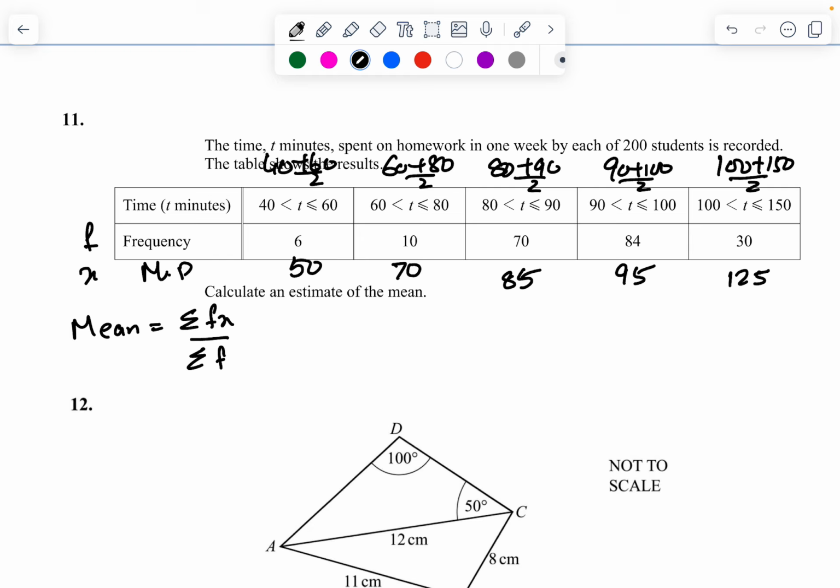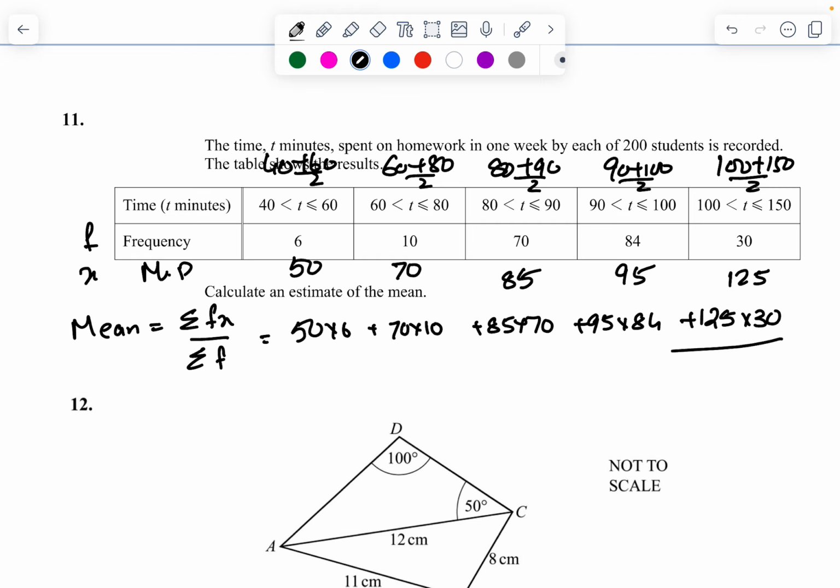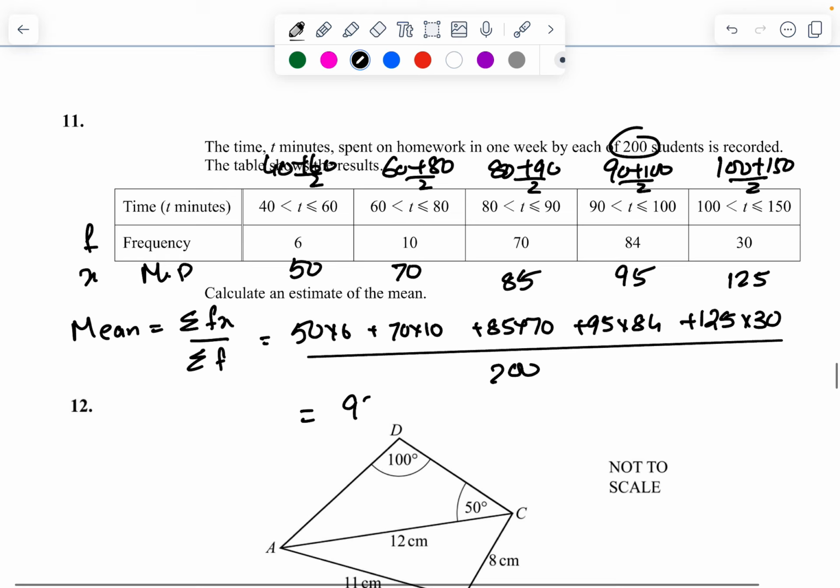So 50 times 6 plus 70 times 10 plus 85 times 70 plus 95 times 84 plus 125 times 30, divided by sigma f. Add all the terms. The total frequency, we know, is 200. So divide it out, and you should be able to get that answer as 93.4. That's going to be the answer.